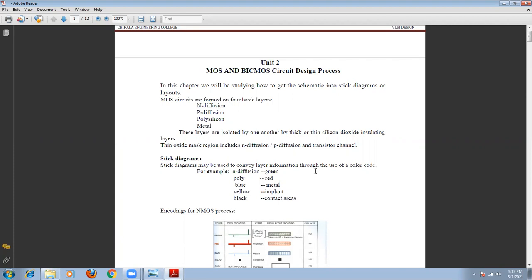Okay, basically, in the MOS and BiCMOS circuit, here we are going to take the design process. Okay, MOS and BiCMOS circuit design process, Unit number 2. So in this case, we have different types of layers. Already we discussed, we have a number of layers in the different field effect transistors.